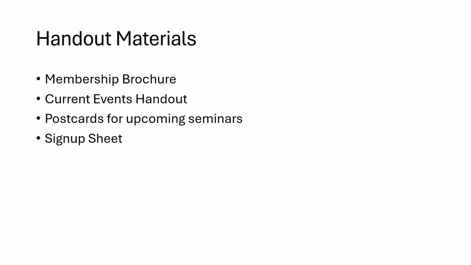Be sure to bring some handout materials with you. As a rule, we generally bring some DGS membership brochures, that one-page current events thing that lists the upcoming meetings, talks about the SIGs, postcards for upcoming seminars. Have some of those, and then a sign-up sheet. Encourage people, if they're not currently getting our material, to sign up and make sure that the sign-up sheet, if it gets filled out, gets forwarded to the director of membership for them to add them into our Vertical Response mailing list. So those are the things you ought to have with you when you show up at the presentation.